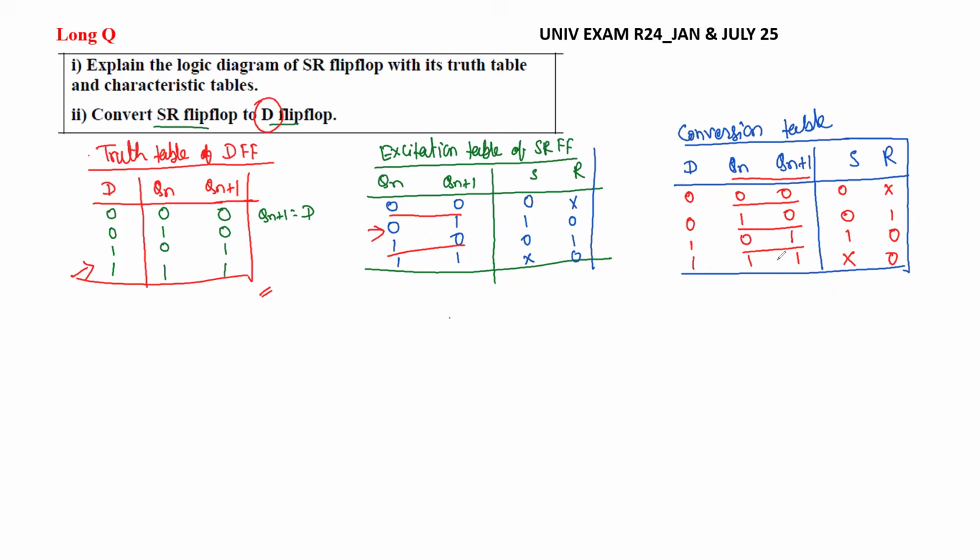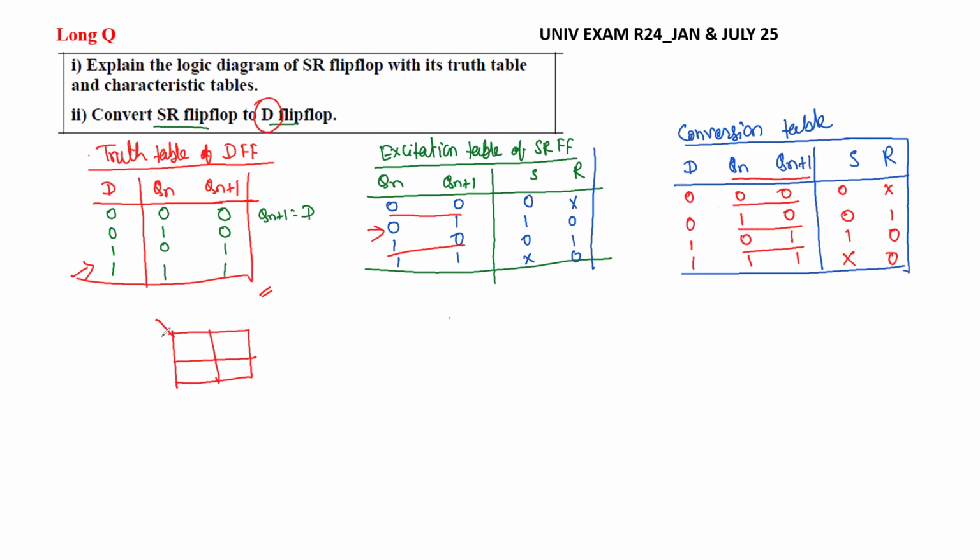Now after this, you have to go for the K map. In this K map, you are going to take D and Qn as the inputs. When you take D and Qn as the inputs, you will have 4 square boxes.